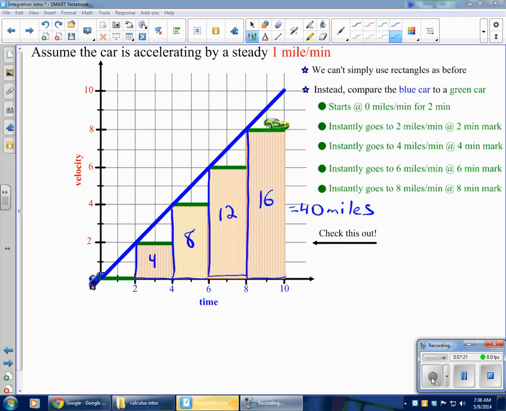Now again, why am I using that green car? I'm using that to estimate the distance that Zeno's blue car went. Now, looking at this estimation, it's obviously short of what it should be because we have all this excess area that we did not account for.